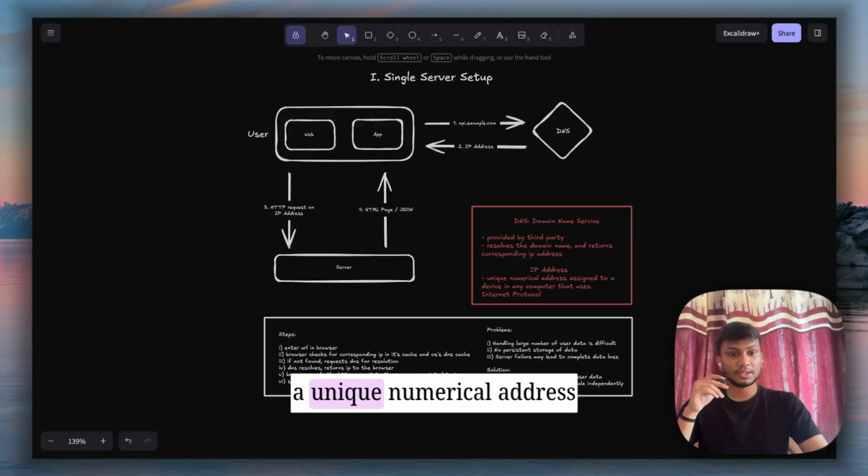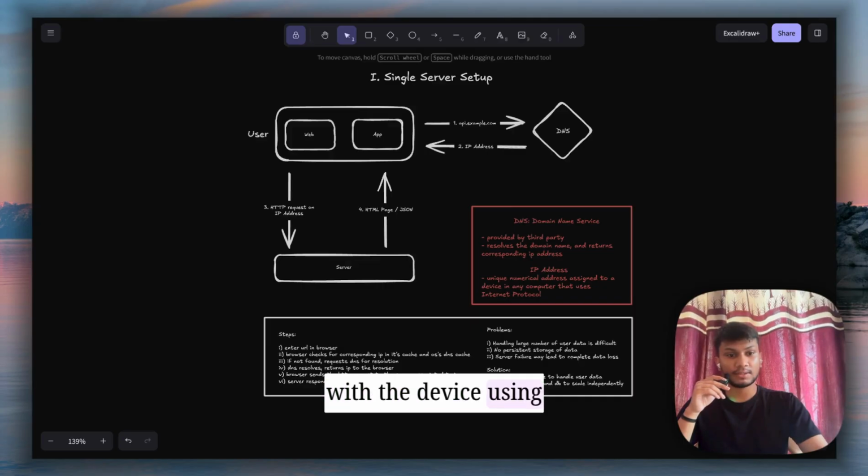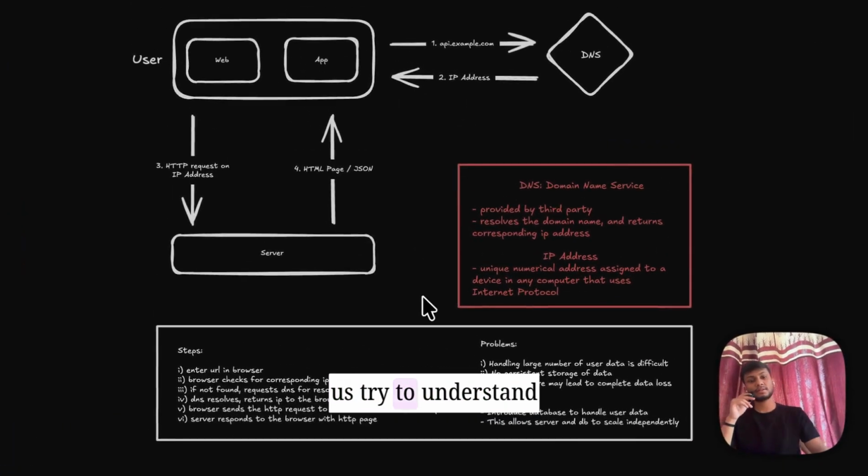An IP address is a unique numerical address which is assigned to any device in a network. Basically, we can communicate with the device using this address. Let us try to understand how this setup actually works.